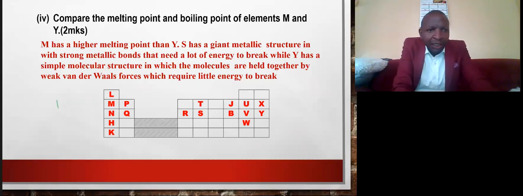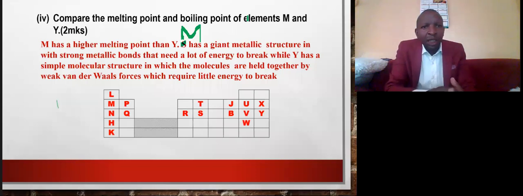This one should be reading M, not Y. This one is element M. So M has a giant metallic structure, things like that. I think it's correct. Have you done the screenshot?